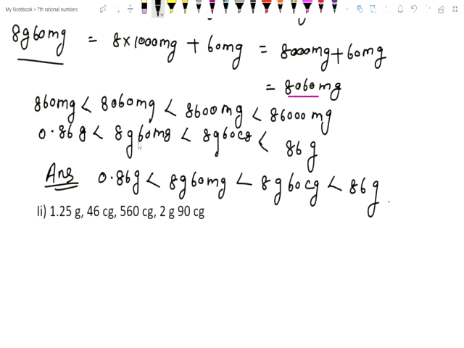For arranging in ascending order, first we need to convert all the numbers into the same unit. After that we have to compare the numbers, which is greater and which is smaller. Ascending order means small to big, we should arrange the numbers. After arranging, we should give the answer in original form. Original form means what is given in the question, that number we have to represent. Okay. See the next one.